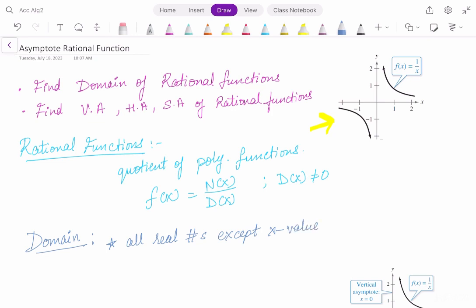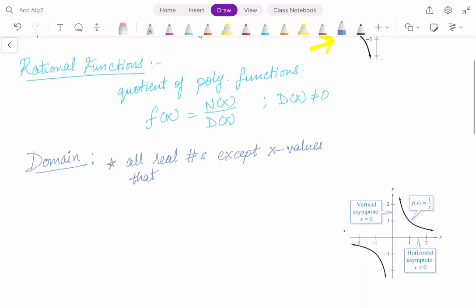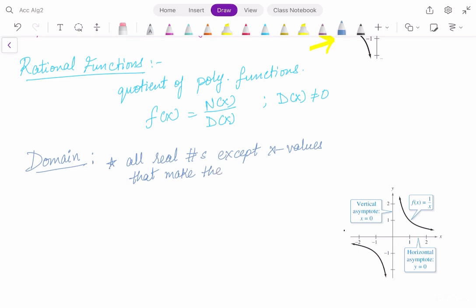As I said earlier, when the denominator is 0, that is a vertical asymptote. Why vertical asymptote? Because the function will be undefined, since division by 0 is undefined.